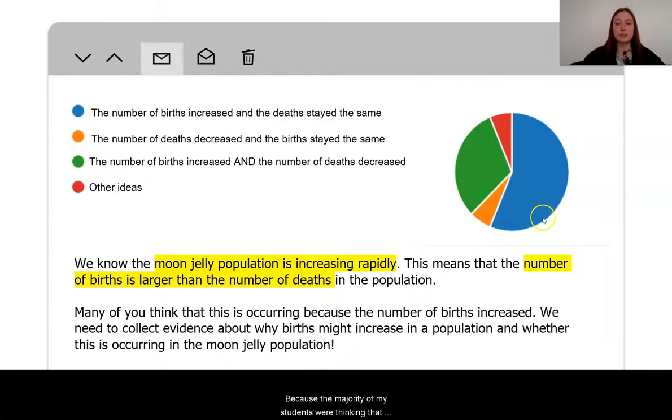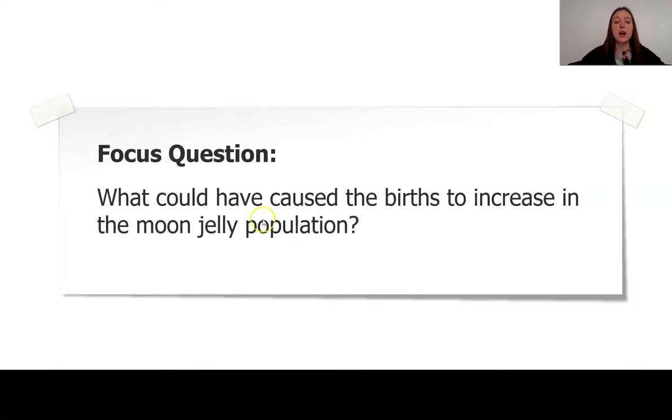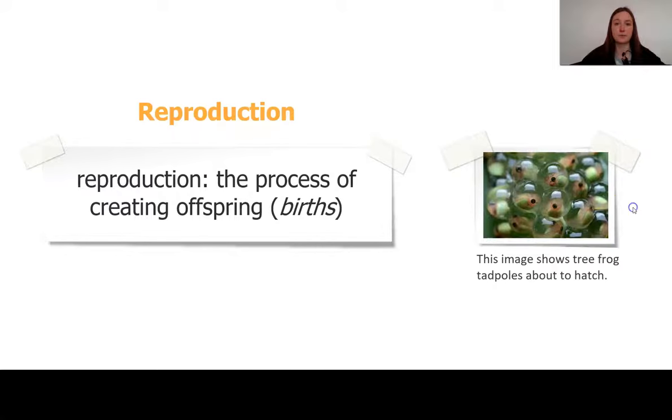Because the majority of my students were thinking that the number of births was increasing and causing this change, this is where we're going to start our investigations. We need to collect evidence about why there might be changes in the number of births in a population, and whether this is occurring actually in our moon jelly populations that we are studying. Our focus question for this portion of the unit is, what could have caused the births to increase in the moon jelly population? What causes changes to the birth rate in a population?